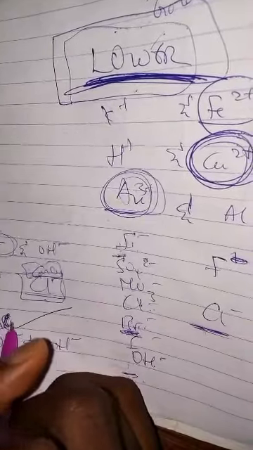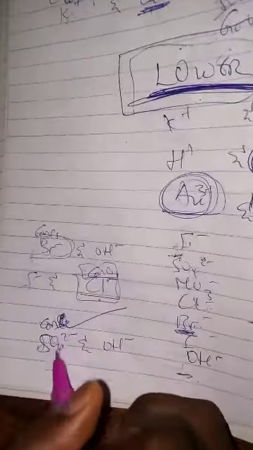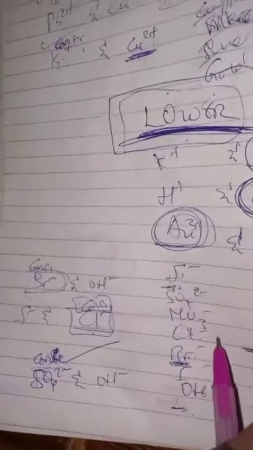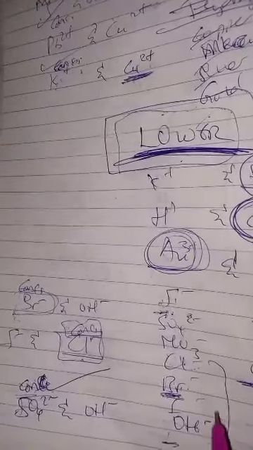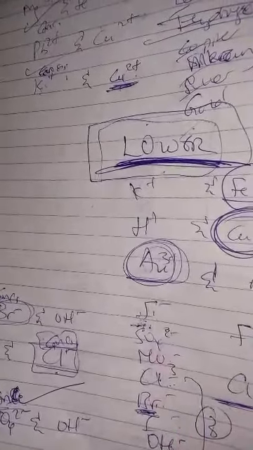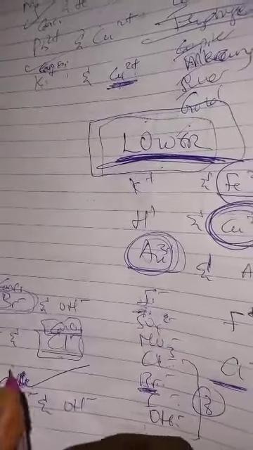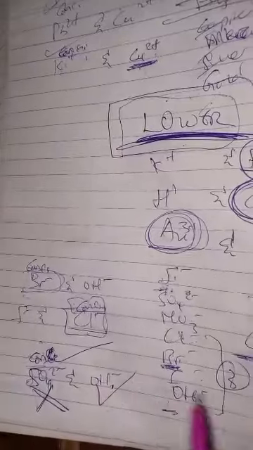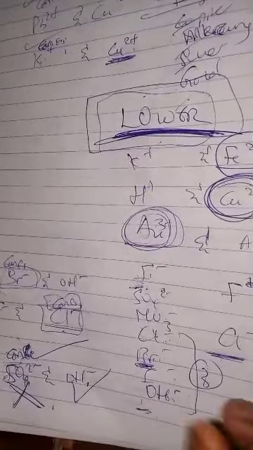Is more concentrated. So which one will be discharged? SO4 2 minus is too far from OH minus. The ideal gap must not be more than 3. The difference between them must not be more than 3. Yes, but it's just too far. SO4 2 minus, OH minus. So although this one is more concentrated, it will not be discharged. This one will be discharged. Do you get it now? So OH minus will be discharged. So that's that about concentration.